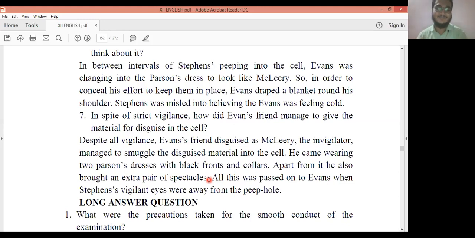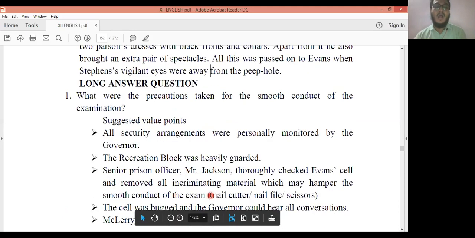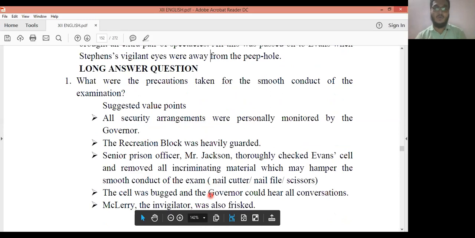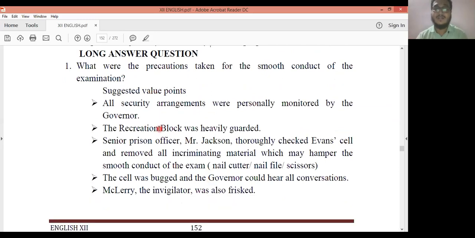Got it clear, students? Okay. Next. What were the precautions taken for the smooth conduct of the examination? Yes, here are some points, students. Look into it, and that will be more helpful for you. All security arrangements were personally monitored by the governor.